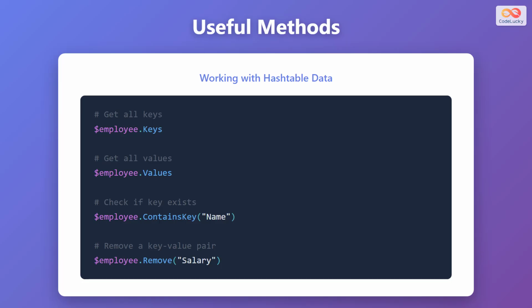PowerShell provides several useful methods for working with hashtables. The keys property returns all the keys in your hashtable. The values property returns all the values. The ContainsKey method checks if a specific key exists, which is helpful before trying to access it. The remove method deletes a key value pair from your hashtable. These methods give you powerful tools to manipulate and query your data structures effectively.